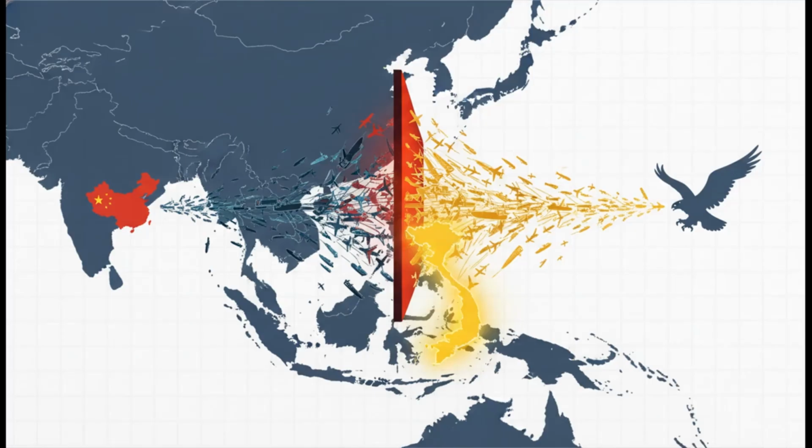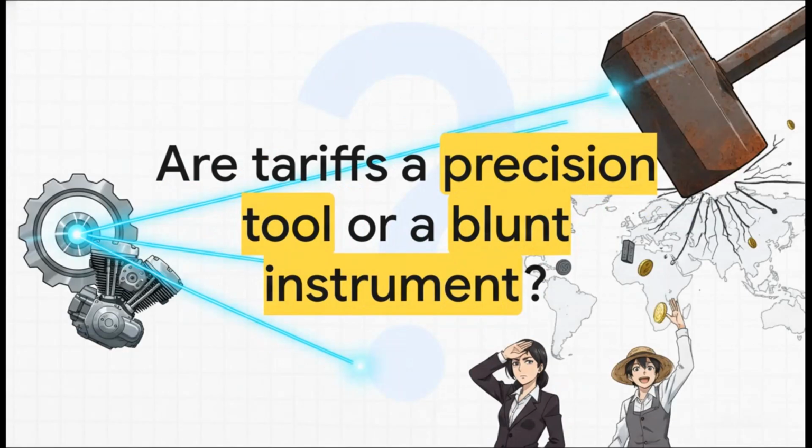Vietnam. As companies were desperately scrambling to find a way around these new tariffs on goods made in China, a lot of them just moved their factories and supply chains. And a primary beneficiary of that move was Vietnam, which saw its exports to the U.S. absolutely skyrocket. So what's the big takeaway from all this?